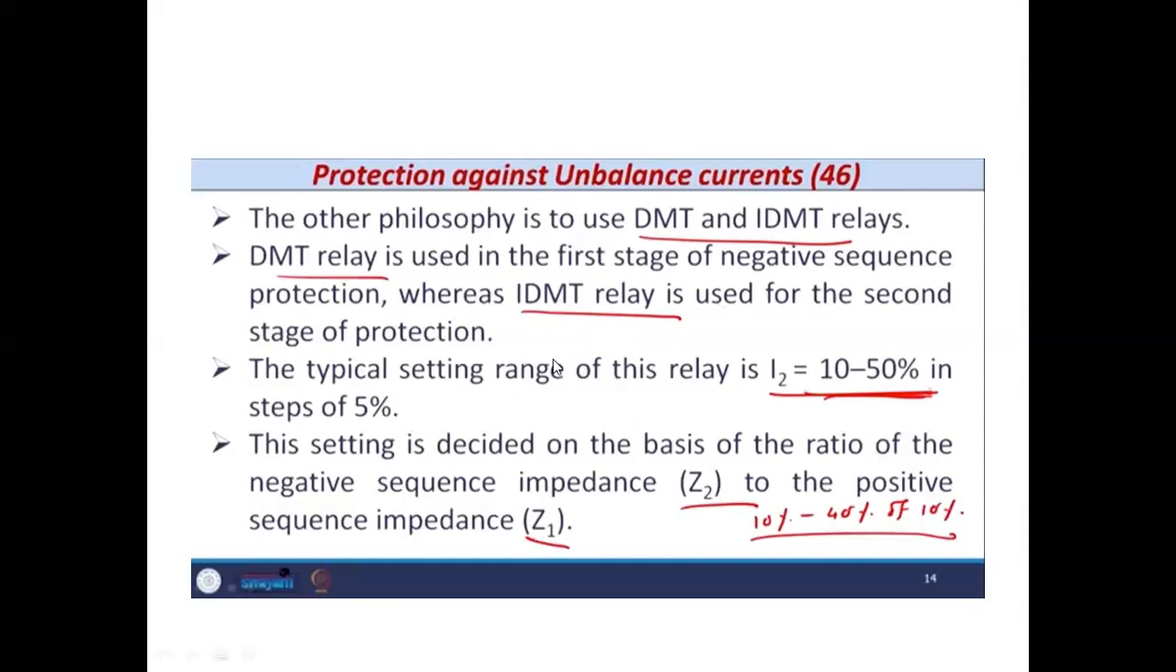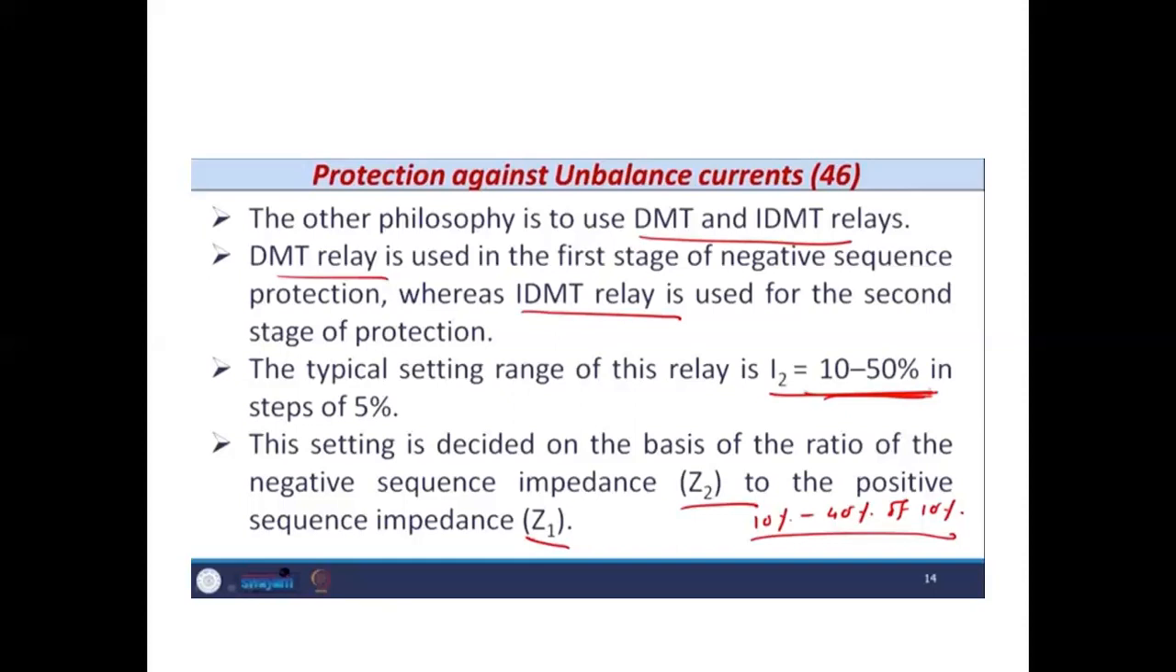Okay, the typical setting range of the relay, that is I2, is in the range of 10% to 50% in steps of 5%. Okay, 10, 15, 20 in the step of 5% means 10, 15, 20, 25, and so on. This is with reference to the rated current of the induction motor, usually the CT secondary current.